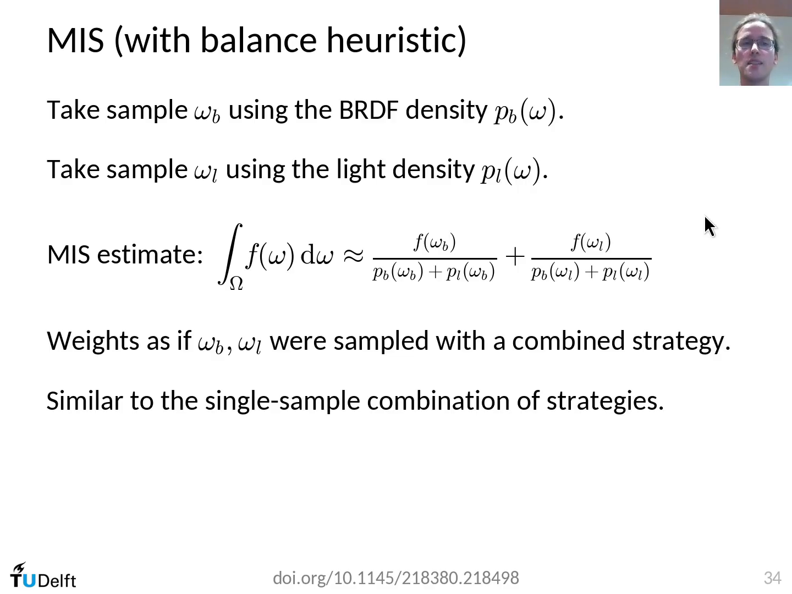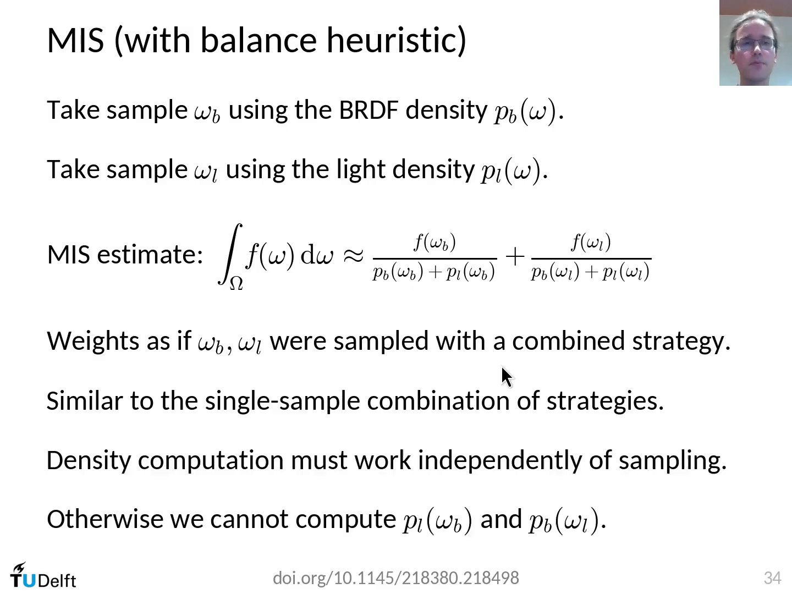So the idea here is that we compute the weights as if these samples were sampled using a combined sampling strategy. This is very similar to the single sample combination of strategies that we looked at before. The only difference is that we actually generate two samples here and use both of them.